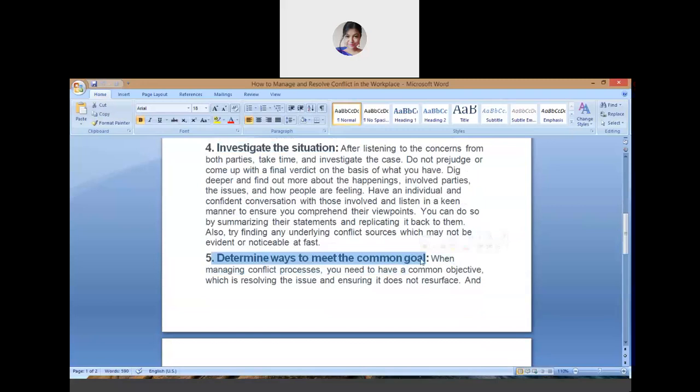Next, after you had a conversation with the parties, after you had investigated the situation, there are different ways of investigation. Okay, you can dig deeper and find out what had happened. Also, you can talk to the people who are involved in the conflict individually, listen to them and try to understand. So that's how you can investigate and dig deeper into the problem, and in that way you will be able to find out the underlying and unknown sources of the conflict, which will help you to resolve the conflict soon.